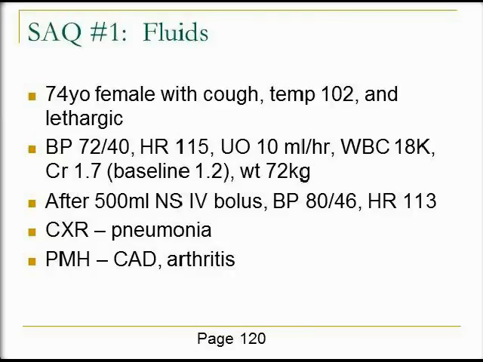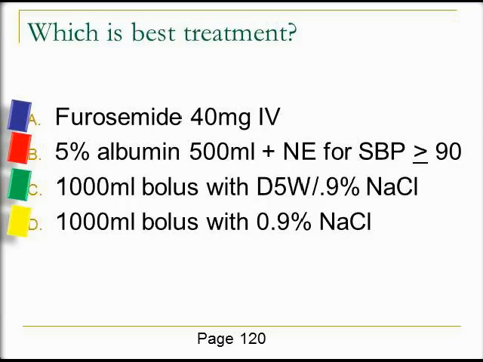So for this particular patient, who's hypotensive, she's got decreased urine output and an elevated creatinine. We gave her a bolus of normal saline. So now what would you like to do? Do you want to give furosemide, the albumin plus norepinephrine, the D5 normal saline, or normal saline? Do you want to hold up your cards?